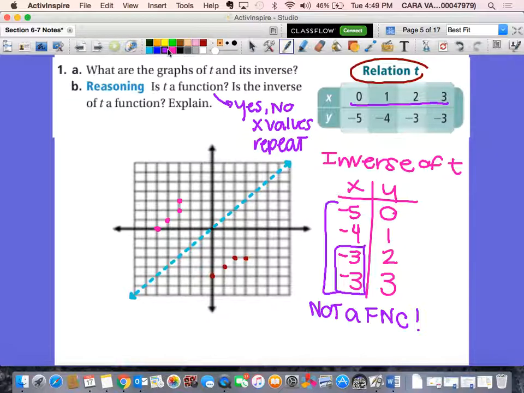Now, this is the end of the first part of today's lesson. I'm going to pick up with the next video talking about inverse equations. So go ahead. If you need more time, you can stay here or you can move on.